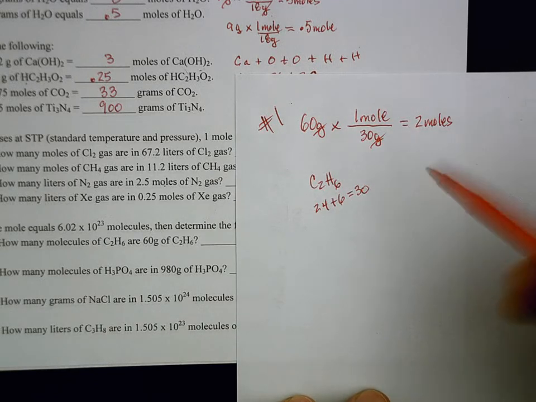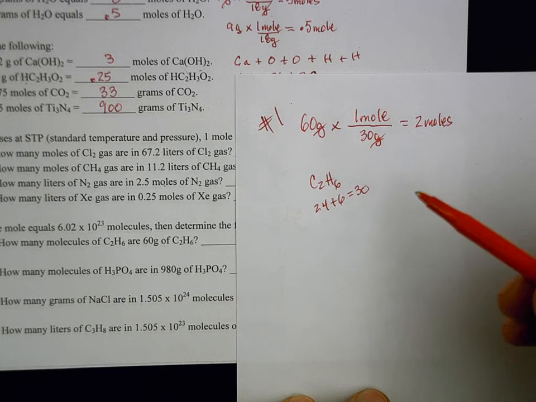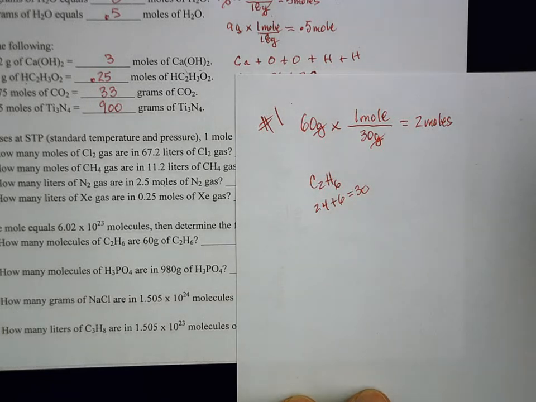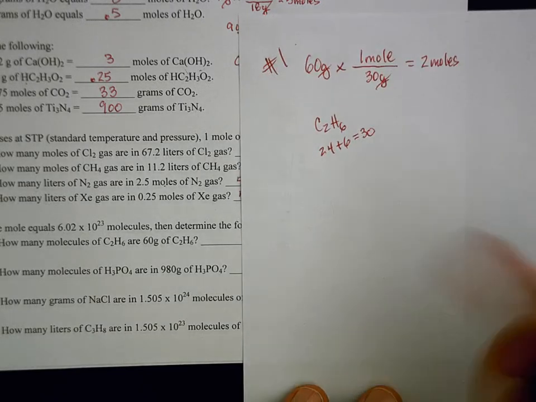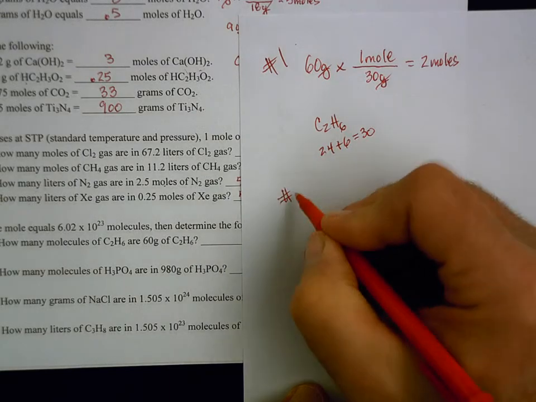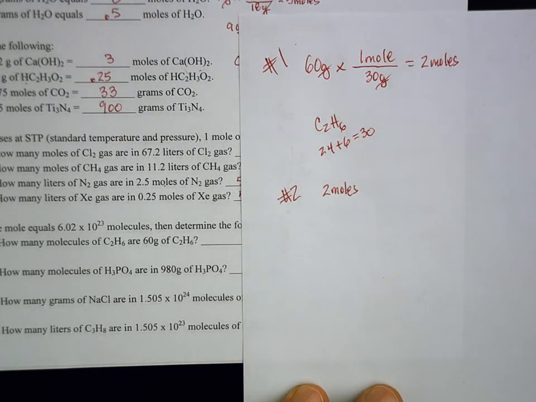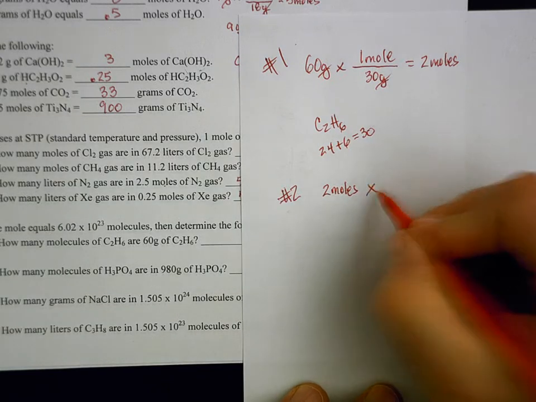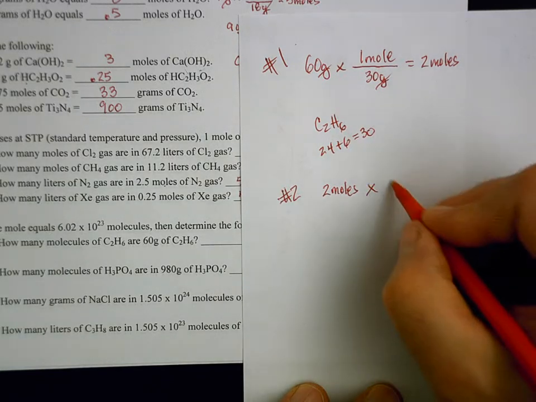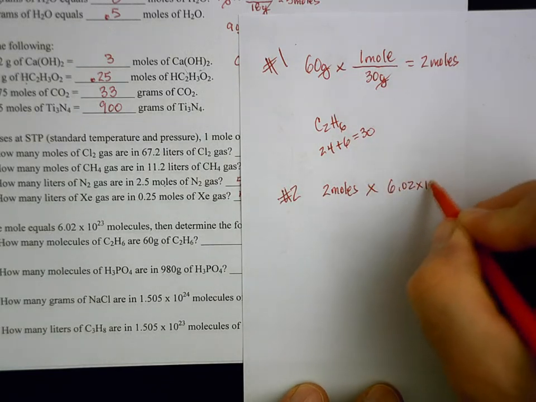Moles refers to periodic table masses of all the different elements. Put them together, you have compounds. That's not molecules. Okay, what do I do now? Now I'm going to do a multiply for my step two. I'm going to take my 2 moles, and I want to turn this into molecules. Well, the mole number is 6.02 times 10 to the 23rd per 1 mole.